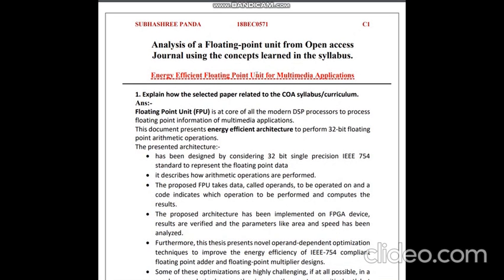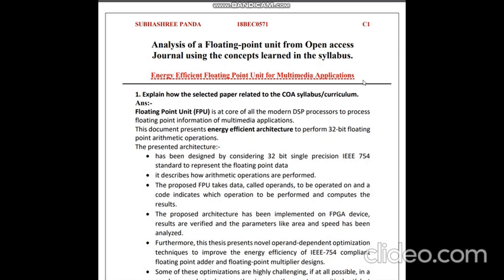So the topic which I'm going to present right now is the analysis of a floating point unit from an open access journal, using the concepts learned in the syllabus, as in from the subject Computer Organization and Architecture. And the topic which I've selected, as you can see over here, is energy efficient floating point unit for multimedia application. So FPU, floating point unit, is a core of all the modern DSP processors to process the floating point information of multimedia applications.